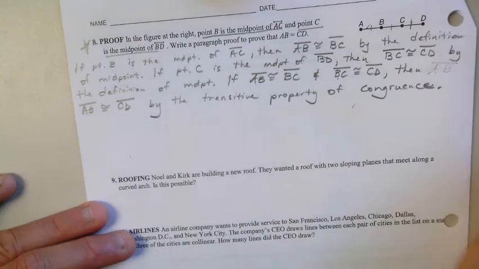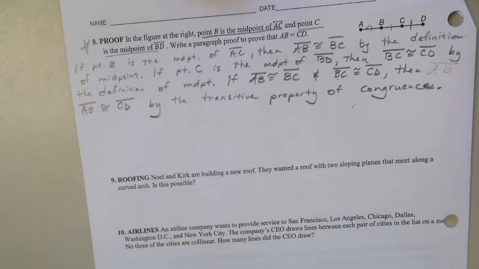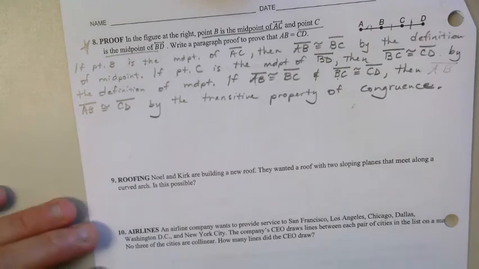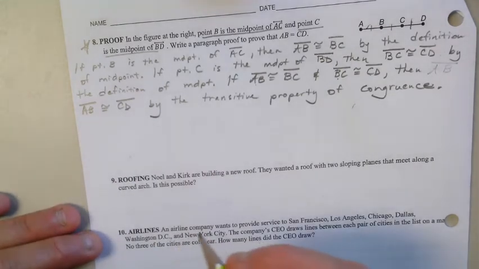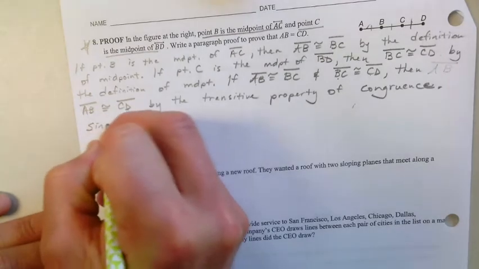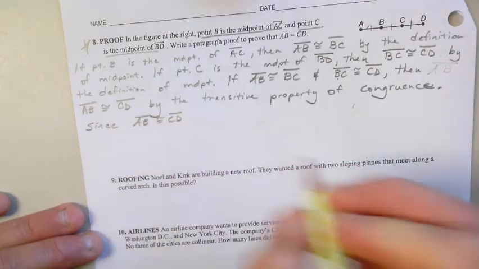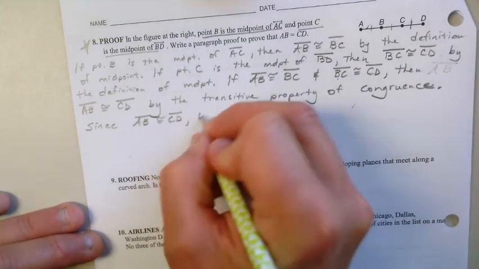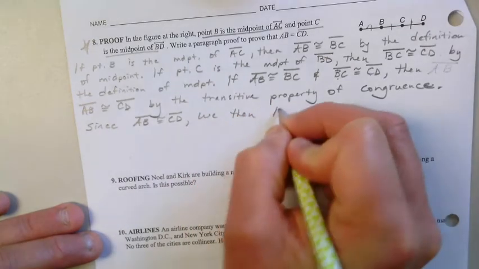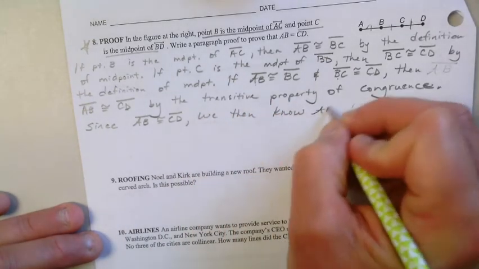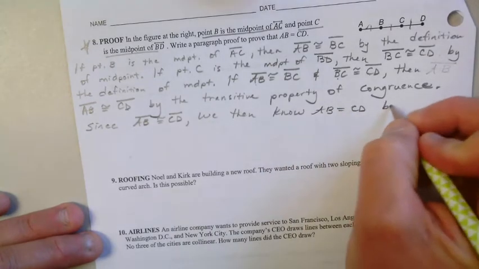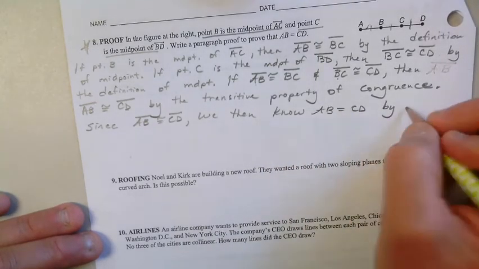Okay, so again, you don't have to write this out. I just want to make sure that you see how to set up a paragraph proof, okay? Now, we're not done yet because we had to prove AB is equal to CD. Well, you say it's the same thing. I view it the same thing as well, but we want to finish this up. So I'll just say something like this. Since AB is congruent to CD, we then know AB equals CD by the definition of congruence.